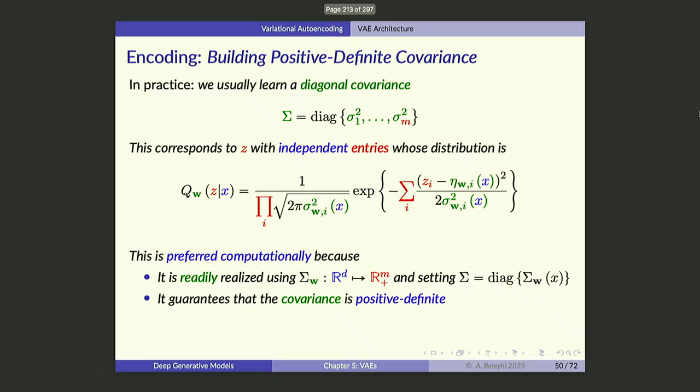One of them is that it's going to keep the covariance always positive semi-definite. Positive definite, indeed, because we keep those sigma values positive, not only non-negative. This is one thing. But the other thing is that it's going to give me a very simple way to sample from that distribution, right?